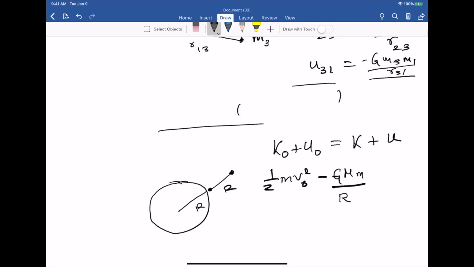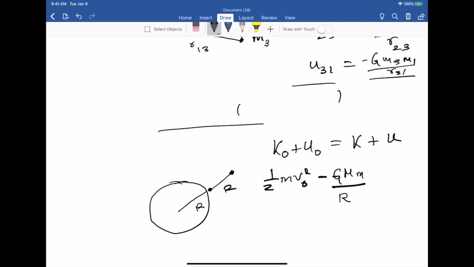Notice that I have to use the accurate formula for gravitational potential energy. I simply cannot use mgh, because mgh is based on the assumption that little g is approximately constant. That assumption is not true over a height which is equal to the radius of the Earth. So I have to use the more accurate formula for gravitational potential energy.